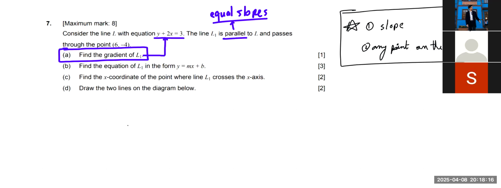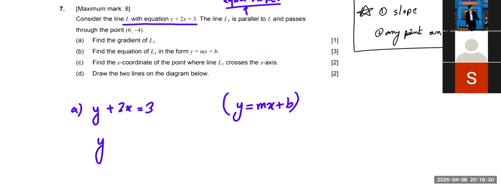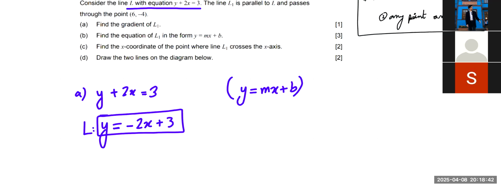So the question now is, how do you find the slope of this line? It's easy. First, make y the subject in this equation, okay, to put it in this general form. And then just subtract 2x from both sides. So the equation of the line that's been given to us, L, becomes this. So from this equation, I can directly tell that the slope of my line L is -2.